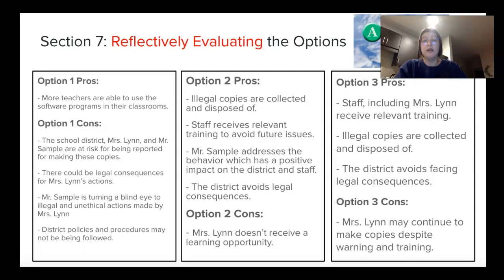Option 3 pros include that staff, including Mrs. Lynn, will receive relevant training. Illegal copies are collected and disposed of, and the district avoids facing legal consequences. Option 3 cons include that Mrs. Lynn may continue to make copies despite warning and training.